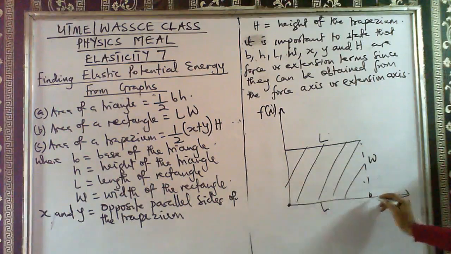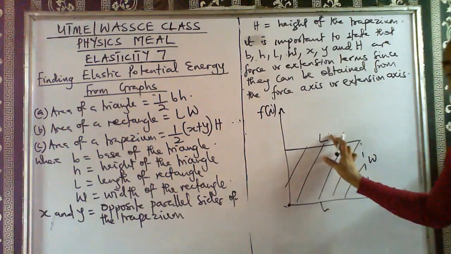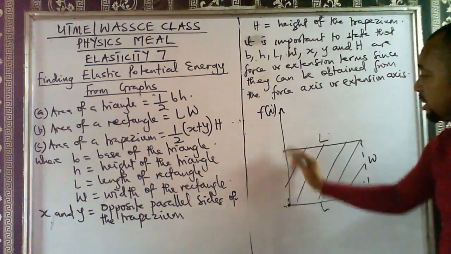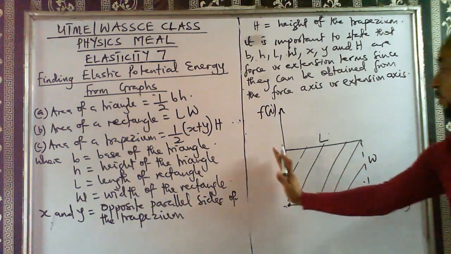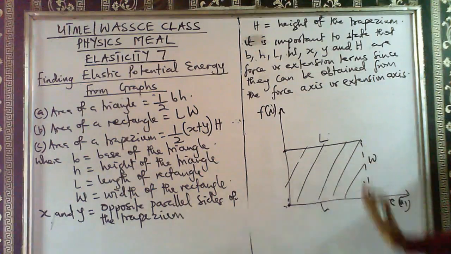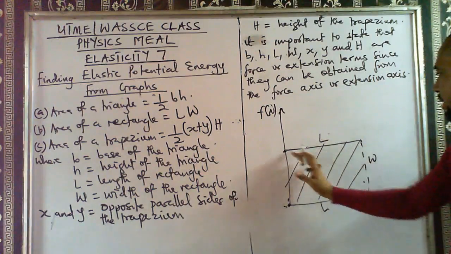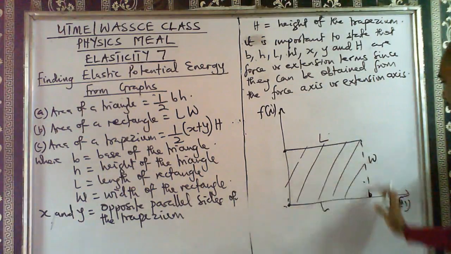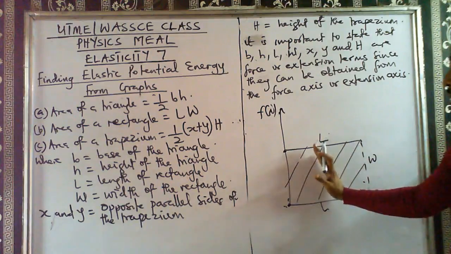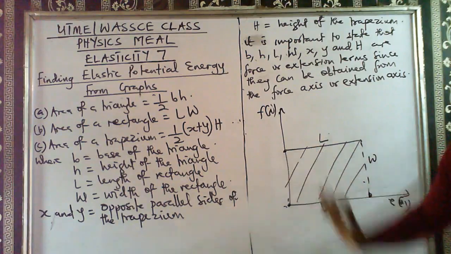So if I want to get L, it is from the extension. It is the value of the extension that is equal to the length. If I want to get the width from here to here, it is from here to here, which is the force. So it is the value of the force that corresponds to the what? To the width. So if I get the length from the extension axis, get the width, then multiply, I will get the work done by the elastic material or the elastic potential energy.